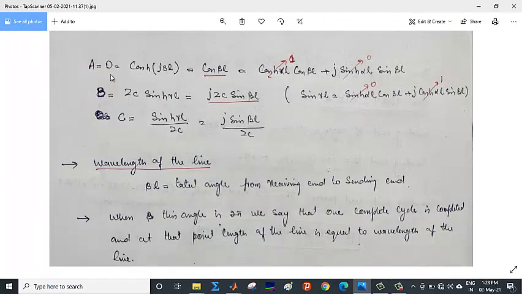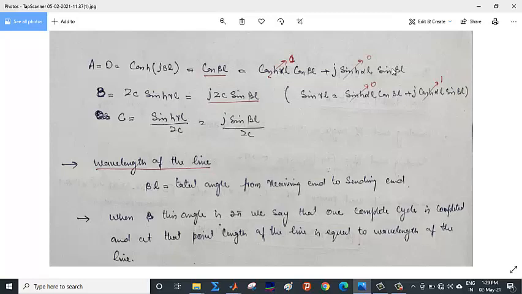Now, let us see what will happen to A, B, C, and D. A and D will be equal to cos hyperbolic J beta L. How? Because we know that alpha is equal to 0. It is cos hyperbolic gamma L, where gamma is equal to alpha plus J beta. Where alpha is equal to 0, it comes out to be cos hyperbolic J beta L, which is equal to cos of beta L. It is actually because cos hyperbolic alpha plus J beta L is equal to cos hyperbolic alpha L cos beta L plus J sin hyperbolic alpha L sin beta L.